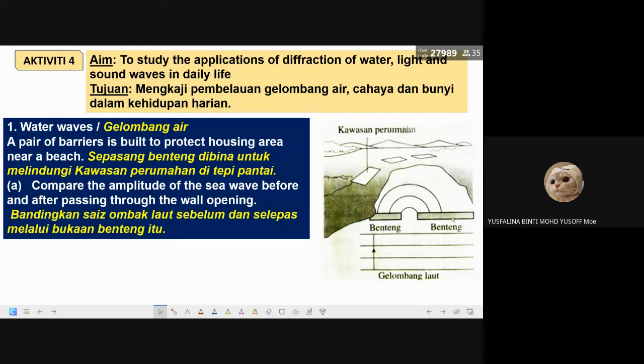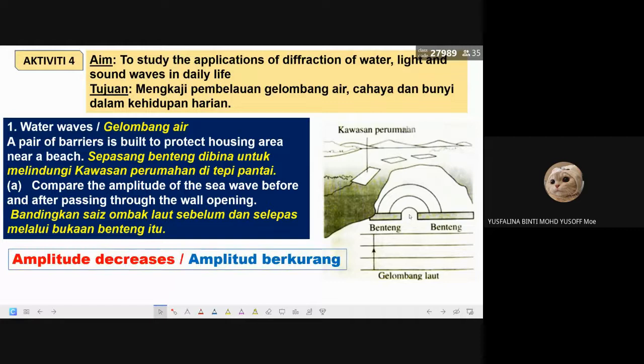They build a pair of barriers to decrease the energy of the wave because when it passes through the barrier, the wave will be spread out. So it means the energy also will be spread out. So when the energy is spread out, the amplitude will be decreased, and it means the energy also will be decreased. Okay, so the amplitude will be decreased.